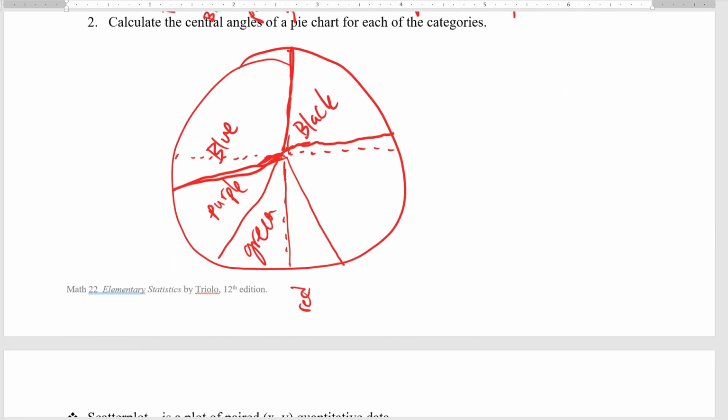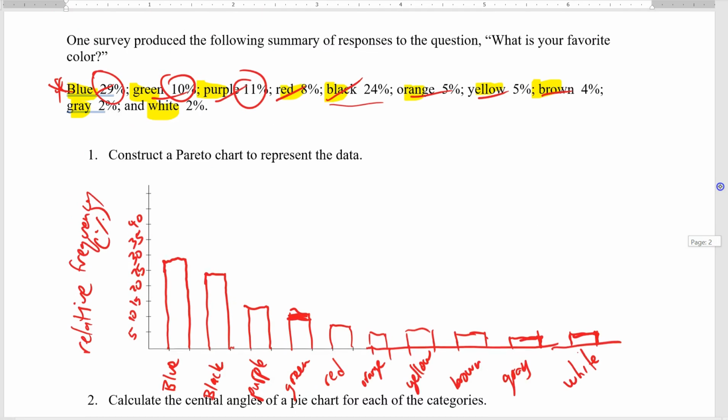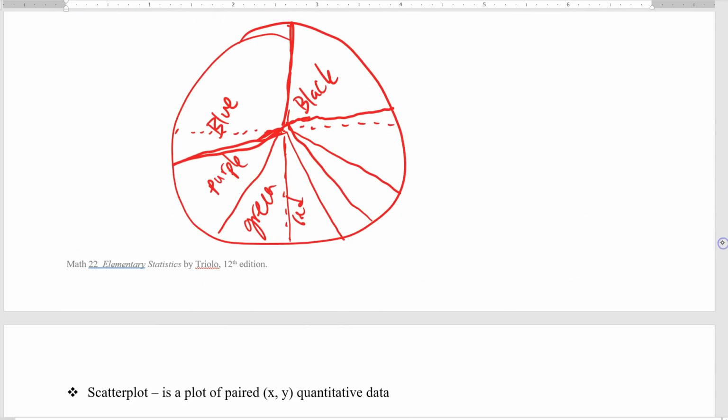The next one's 5%, a little less than that. I don't know why it's doing that, but a little less than that. Let's see if I can clean that up. So that was red. Take something that's a little wider, call that about 10%, and then split it in half. So that would be 5 and 5, and that was orange and yellow.